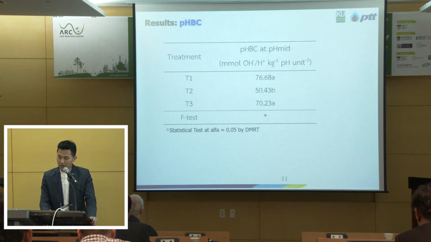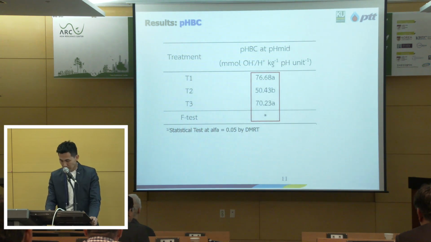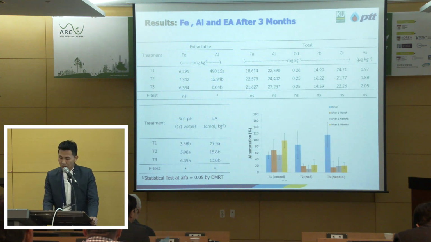And also, we found that using sodium bentonite can decrease the pH/BC of the soil, by about one third. And this is statistically significantly different. For the total iron, aluminum, cadmium, lead, chromium, and arsenic, we didn't see any difference among these 3 treatments.